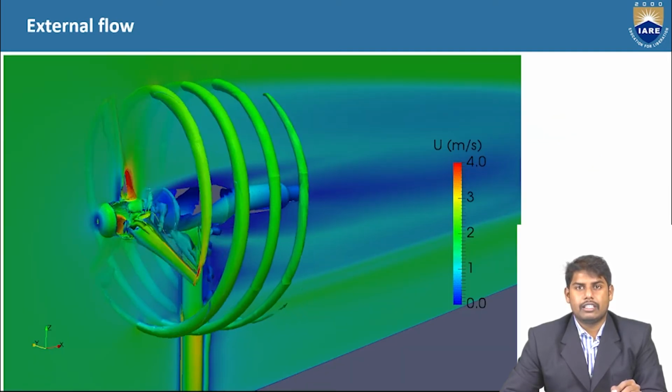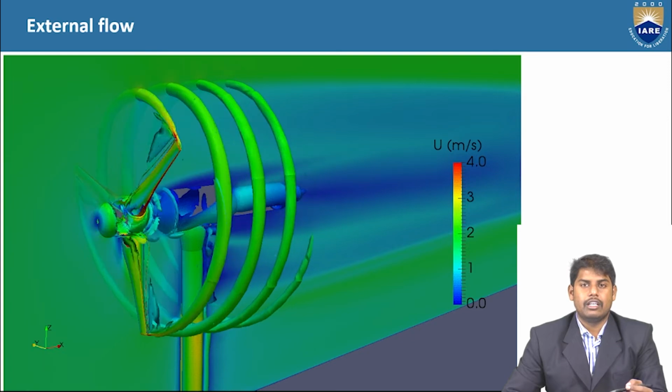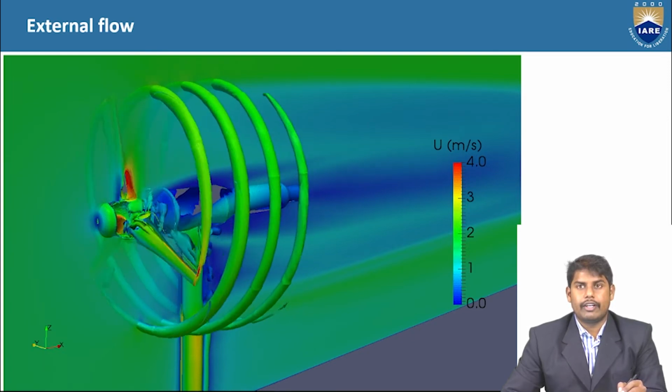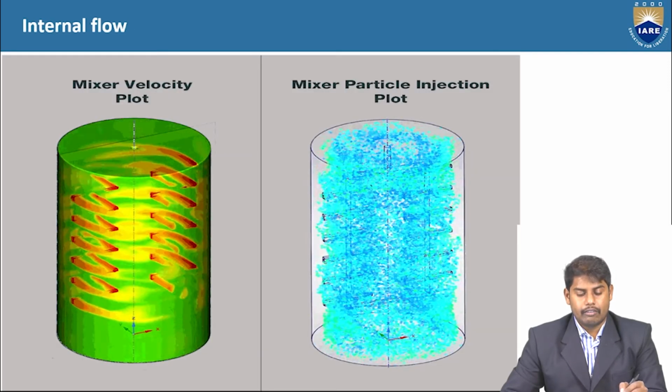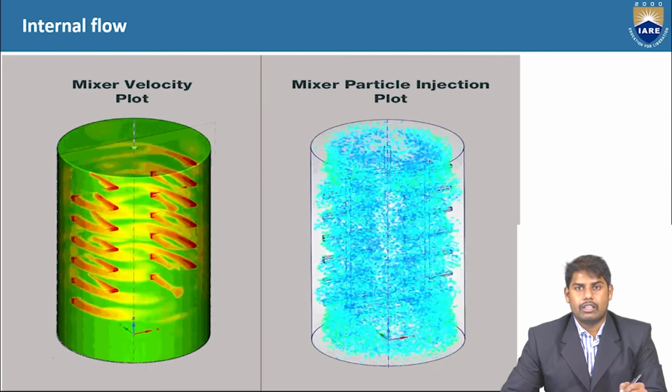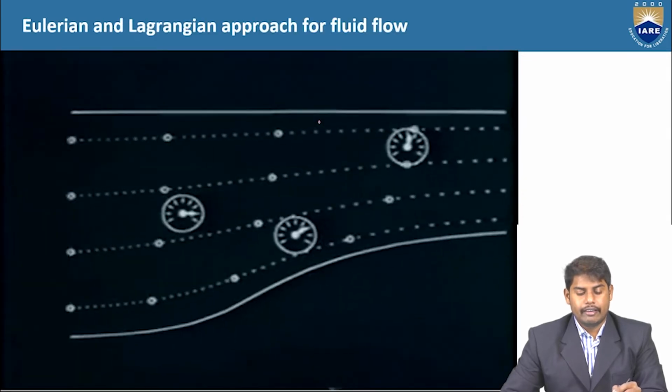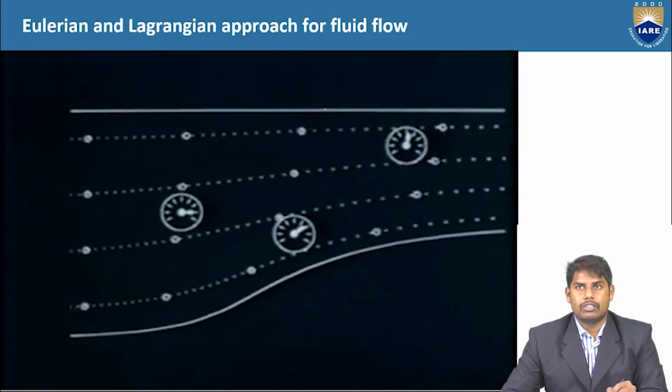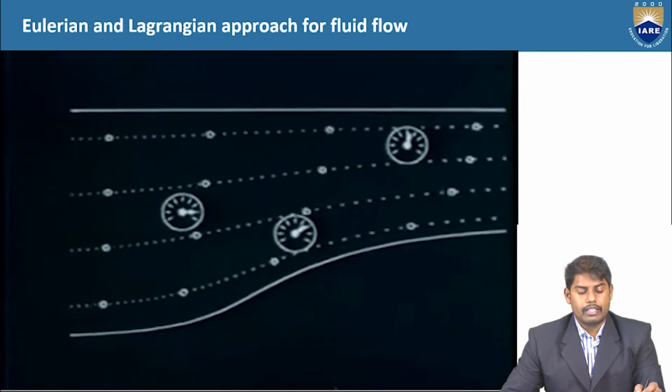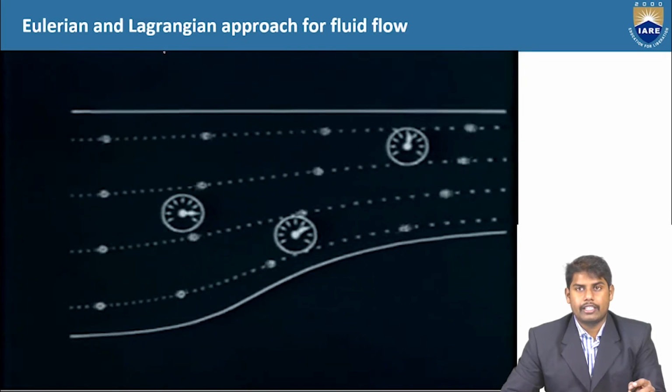And we had seen some examples of external flow, which is flow over a wind turbine, and internal flow. So we have particles rotating with a certain angular velocity, and we had seen different types of approaches for the fluid flow. So we had seen the Eulerian approach and the Lagrangian approach.